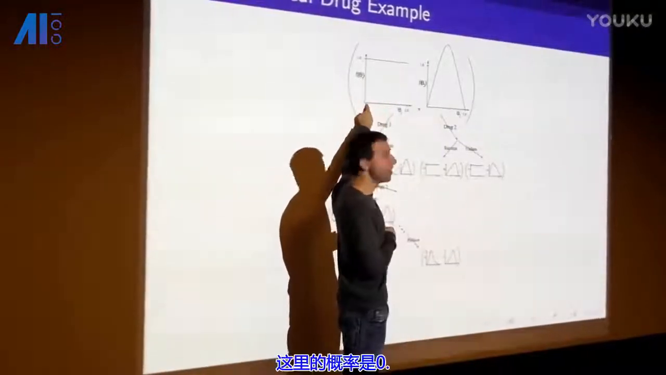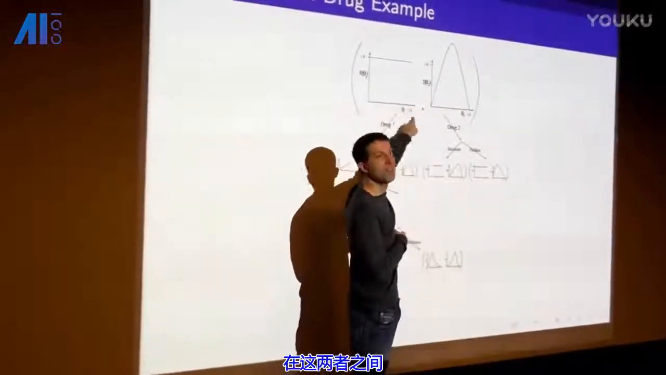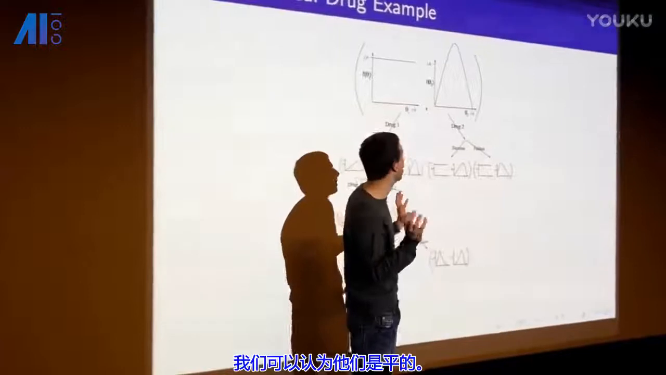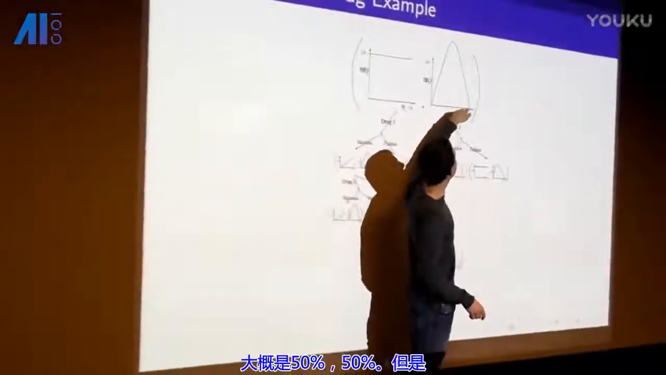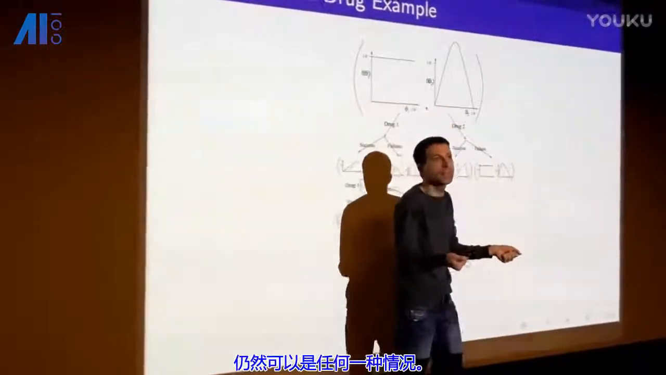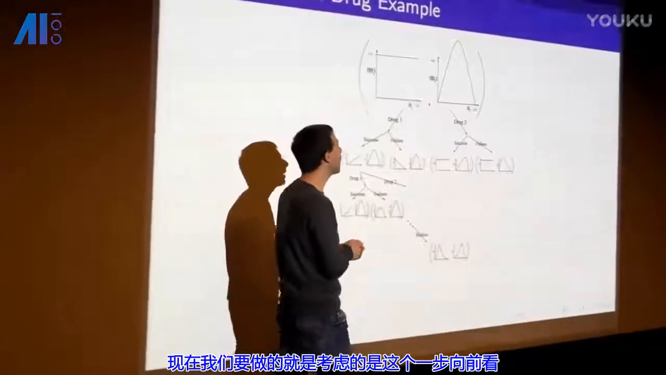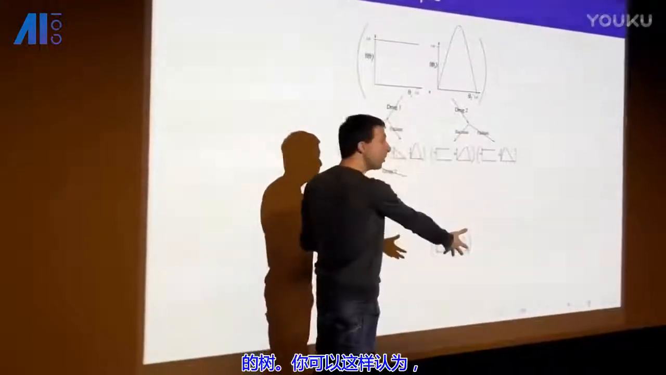There's a chance that it's going to have zero probability, and there's a chance it's going to have 100% probability, and everything in between we're just going to say it's kind of flat. But for the second one, we're going to assume it's probably around 50-50, but it could be anything still. And then we're going to proceed from there. Those are the priors. So now what happens is we could consider this whole look-ahead tree.